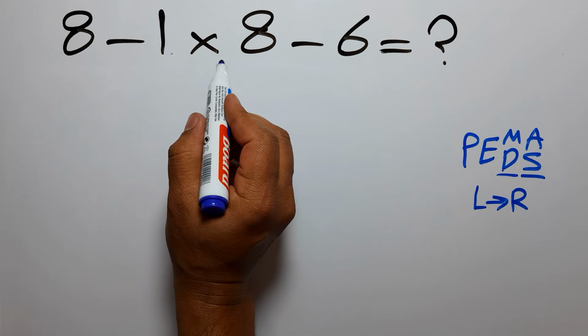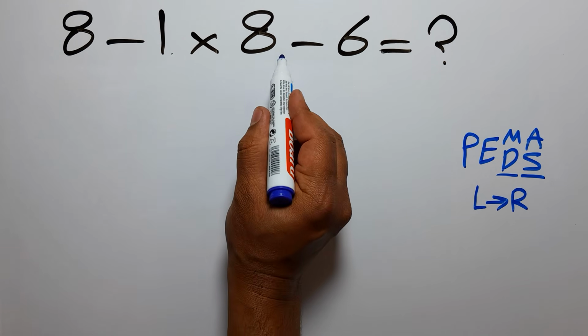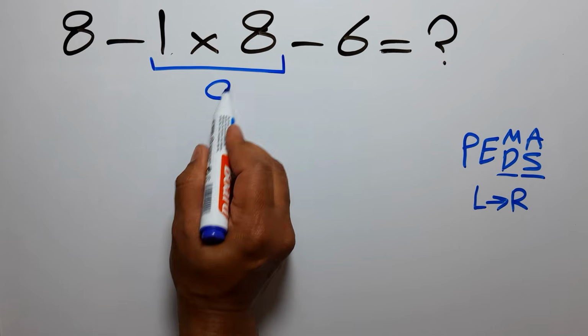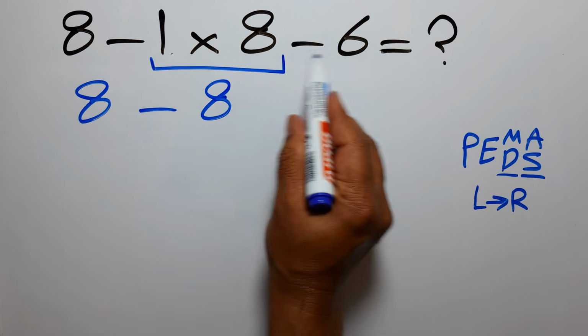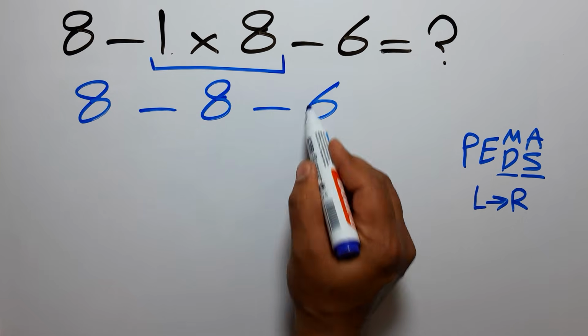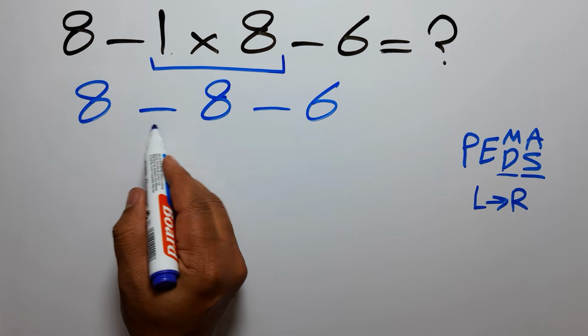So first we have to do this multiplication. 1 times 8 gives us 8. So we have 8 minus 8, and here we have minus 6. Now we have to do this subtraction.